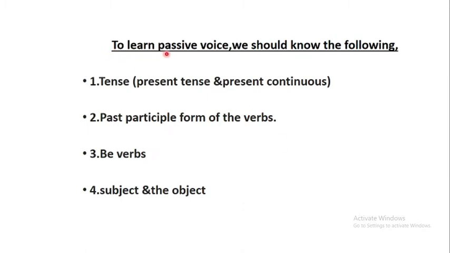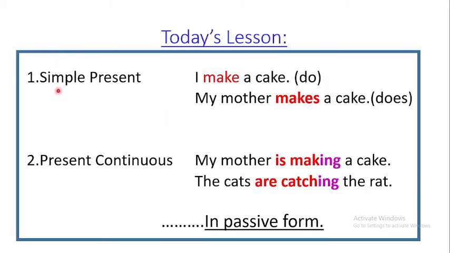To learn passive voice, we have to know the following things. Tense. Today's lesson is focused on present tense and present continuous tense. Second one, past participle form of the verbs. Then be verbs. Then subject and the object. These four things we must know to learn passive voice. Now the tense. Simple present and present continuous are the sections that I am going to help you with.